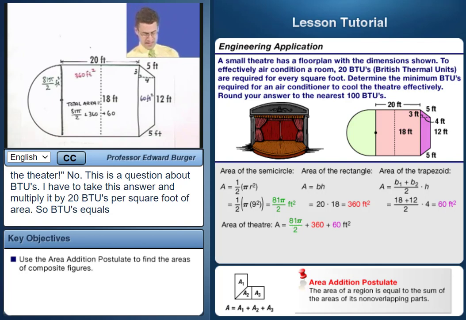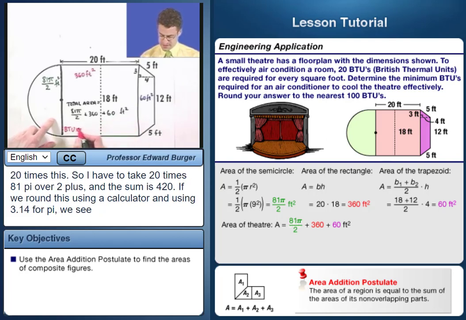So I've got to actually take this answer and multiply it by 20, 20 BTUs per square foot of area. So BTUs equals 20 times this. So I've got to take 20 times 81 pi over 2 plus, and this sum is 420.